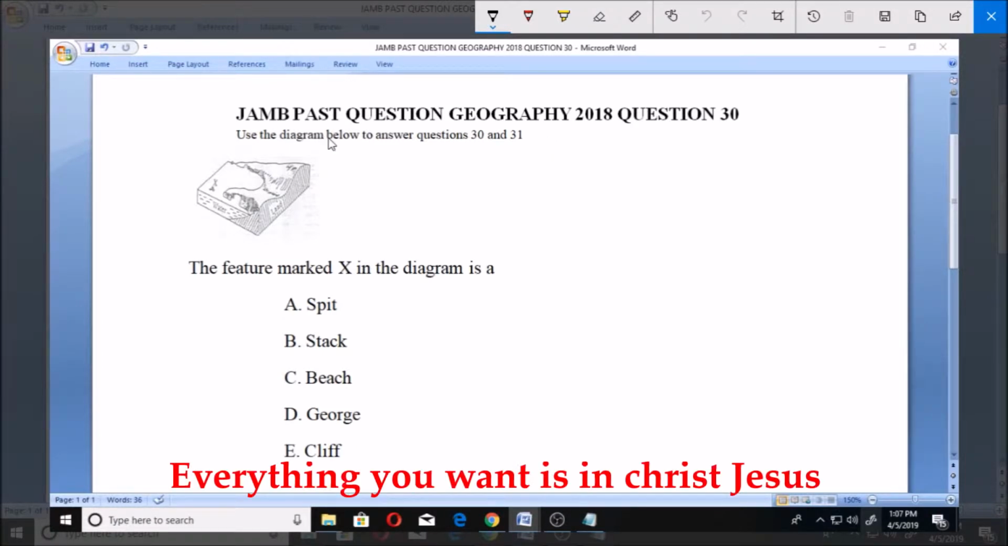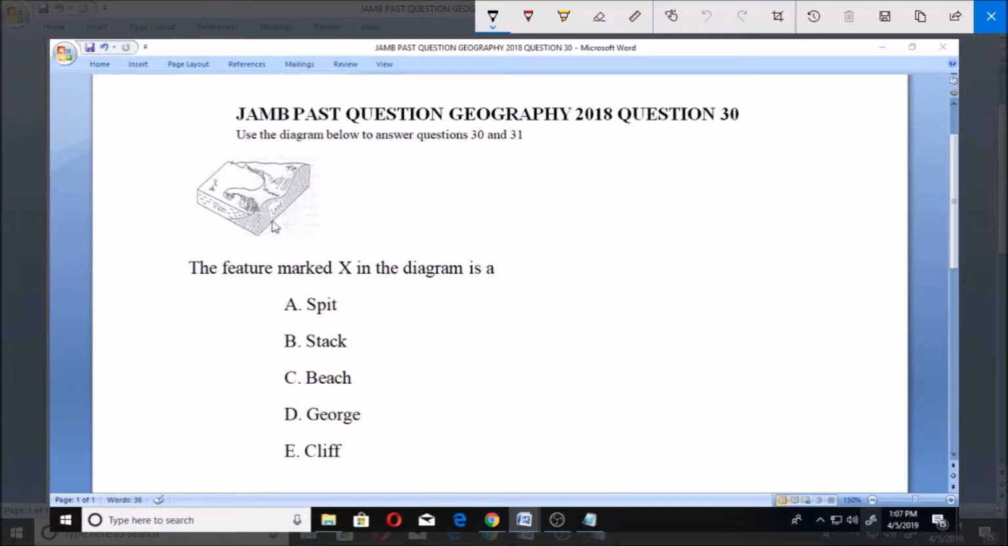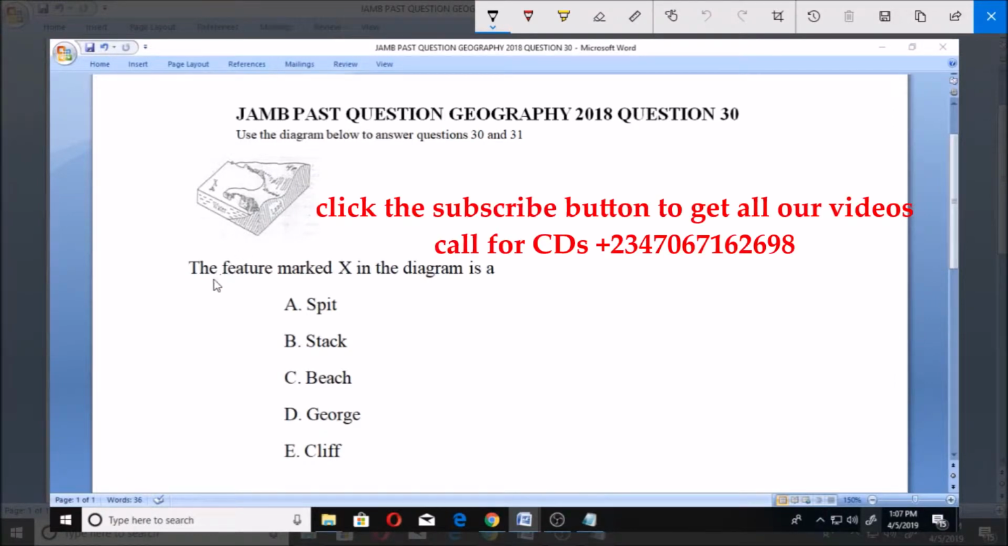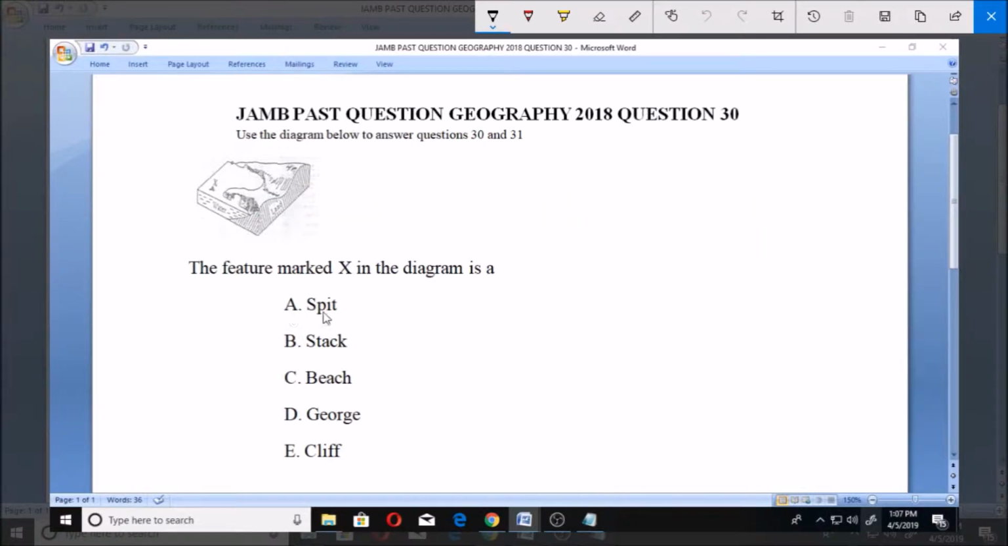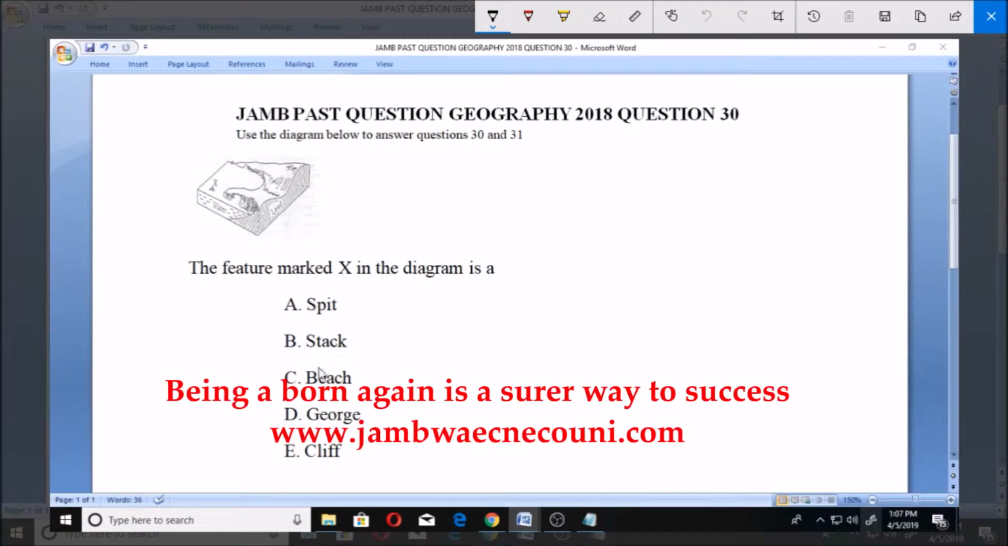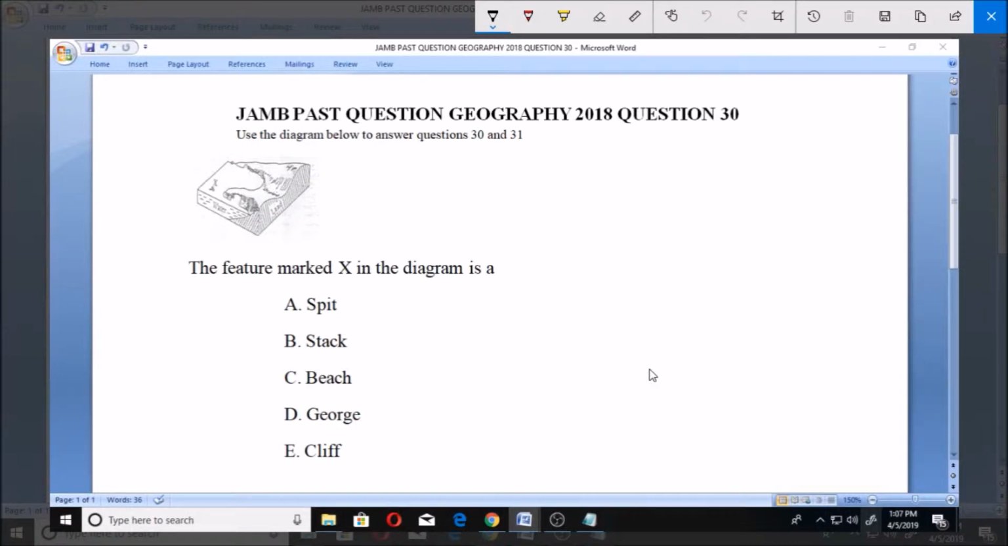Let's look at this JAMB past question, Geography 2018, question number 30. Use the diagram below to answer questions 30 and 31. This is the sketch showing a landscape landform. Now the feature marked X in the diagram is A. A, spit. B, stack. C, beach. D, gorge. E, cliff. So this feature that is marked X, what landform is it?